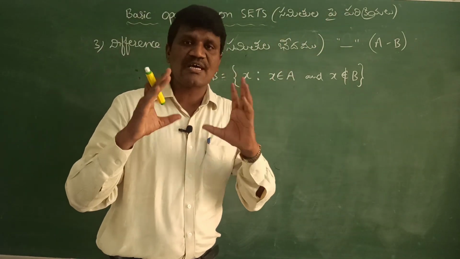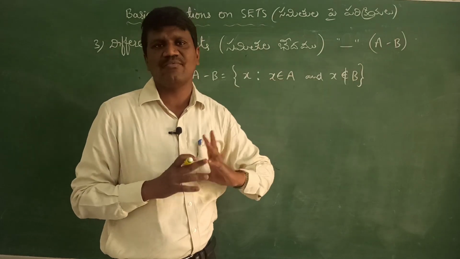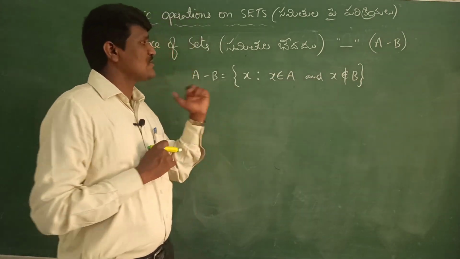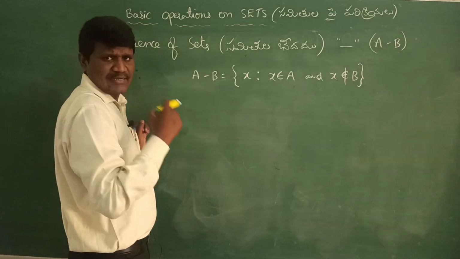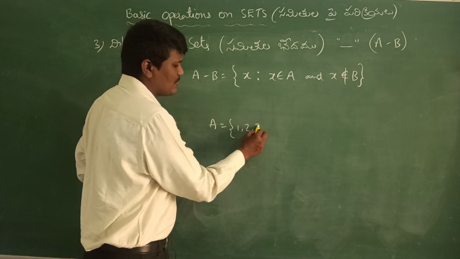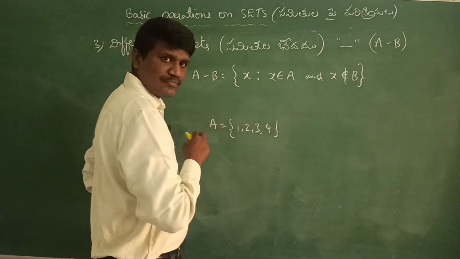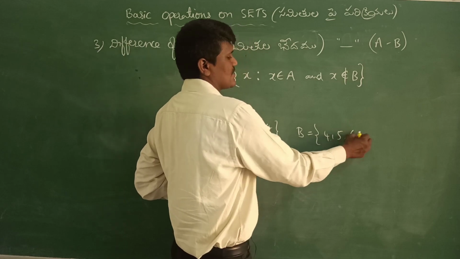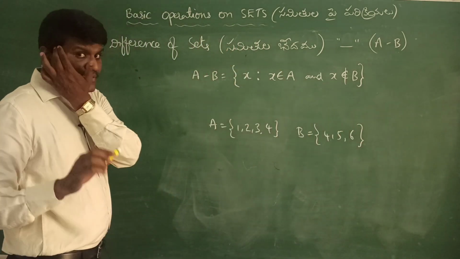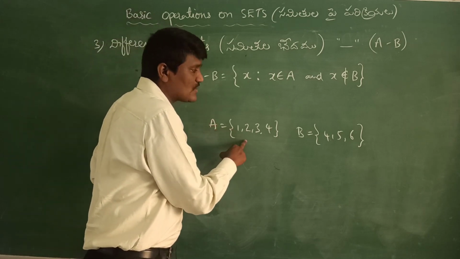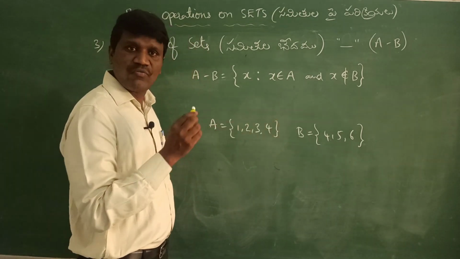The elements which are present in B should be removed from A. So A minus B is nothing but, first let us see one example, then you will understand easily. So A is equal to, let us take the same example, 1 2 3 4 and B is equal to 4 5 6. Listen very carefully, very important question. A is 1 2 3 4, B is 4 5 6.